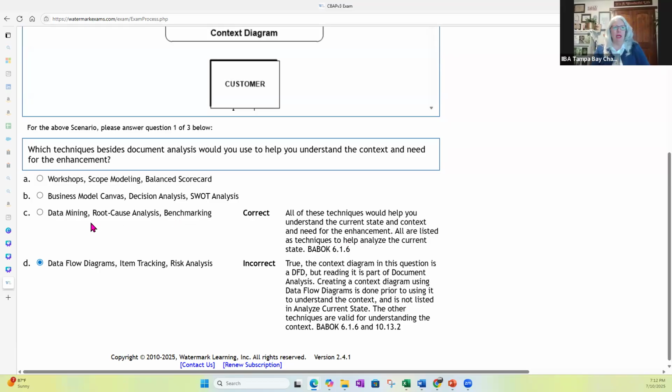So data mining, root cause analysis, and benchmarking, all of these would help you understand the current state and the context and need for the enhancement. All are listed as techniques to help analyze current state. Any questions on this?